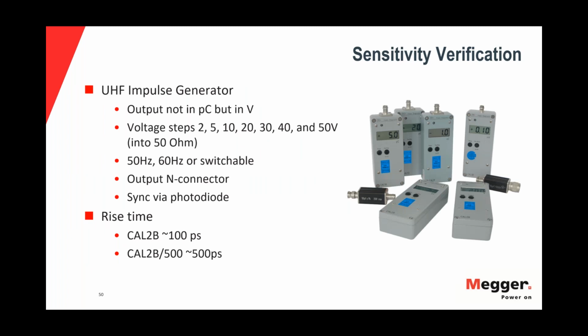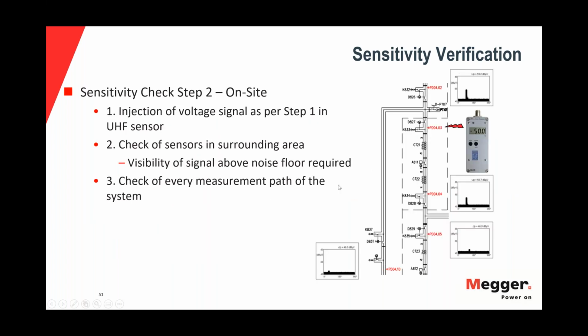And then an impulse generator will be provided with the sensor, so that the utility or receiver of the GIS can use the impulse generator with equivalent impulse to inject that impulse to those sensors and measure the resultant in dB microvolt or dBm in other sensors.